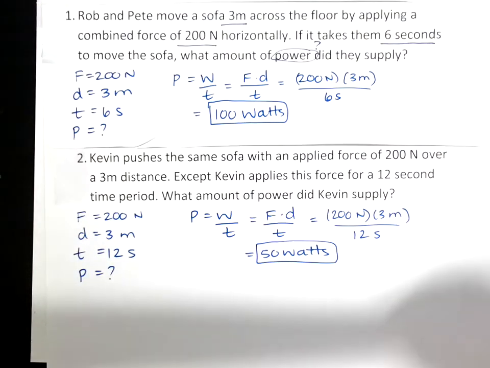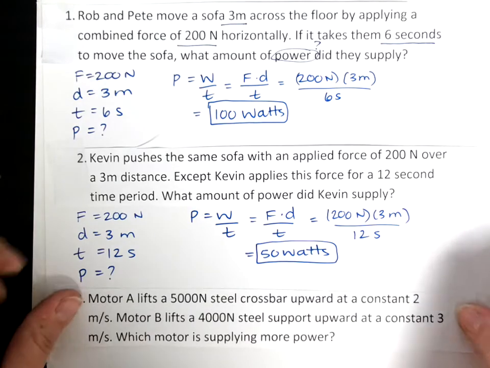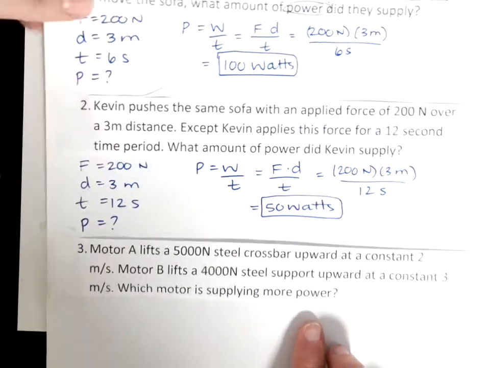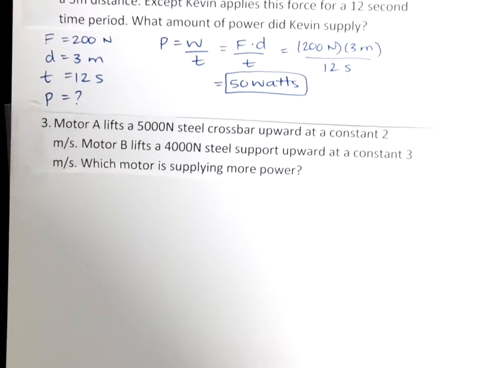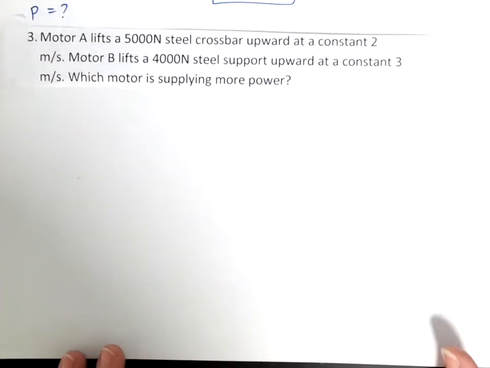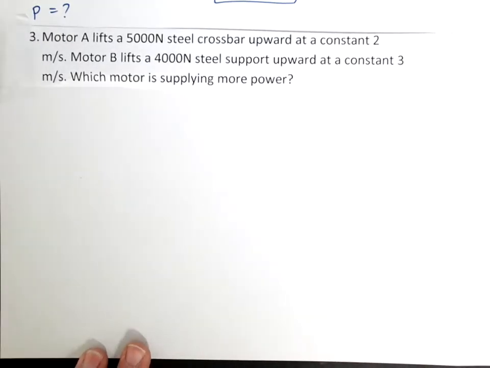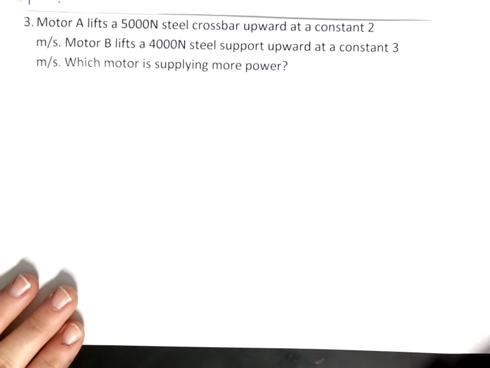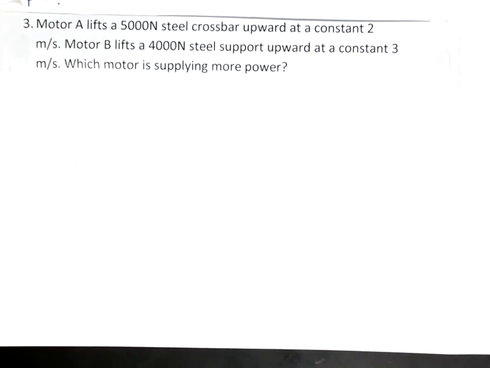So here's number 3. We'll be comparing motor A to motor B. Motor A lifts a 5,000 Newton steel crossbar upward at a constant 2 meters per second. Motor B lifts a 4,000 Newton steel support upward at a constant 3 meters per second. Which motor is supplying more power?